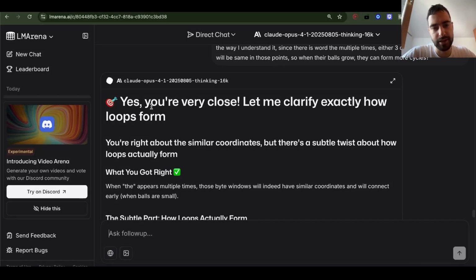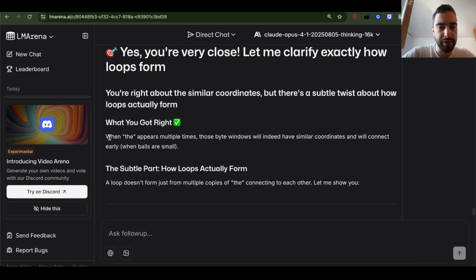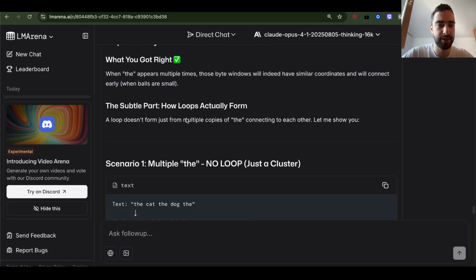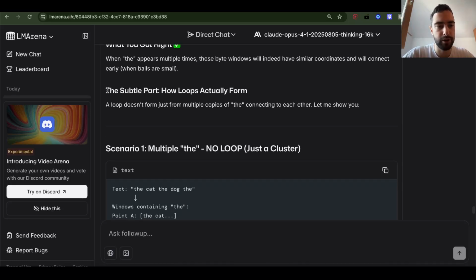So Opus says we're almost understanding it. You're right about the similar coordinates, but there is a subtle twist about how loops actually form. When "the" appears multiple times, those byte windows will indeed have similar coordinates and will connect early when the balls are small. Because we have the same word "the", it has the same bytes, so windows of 4 bytes will get the same or similar bytes, maybe 3 same bytes, which means 3 same coordinates, which means they are very close.